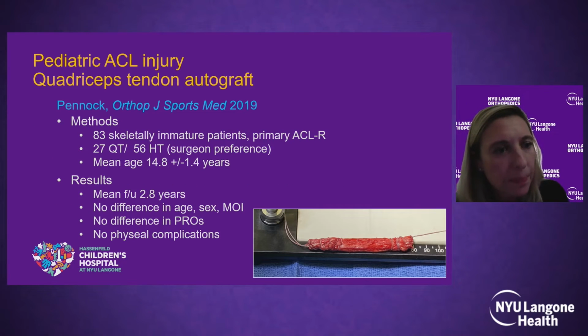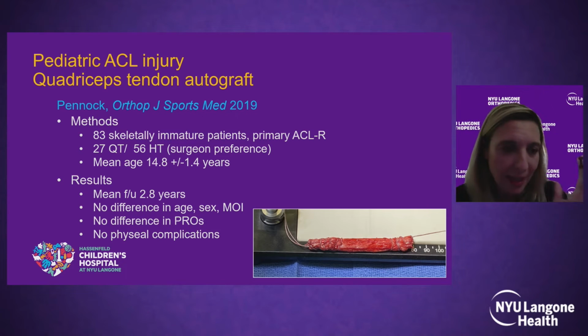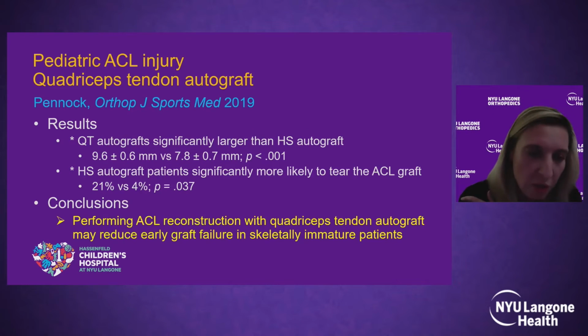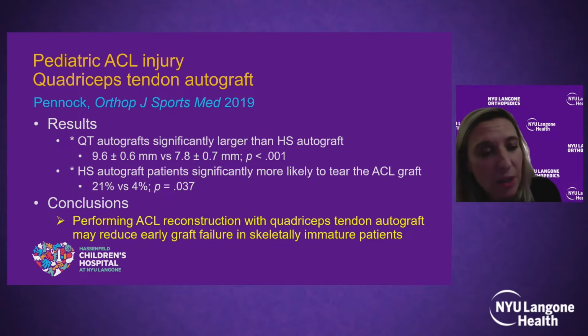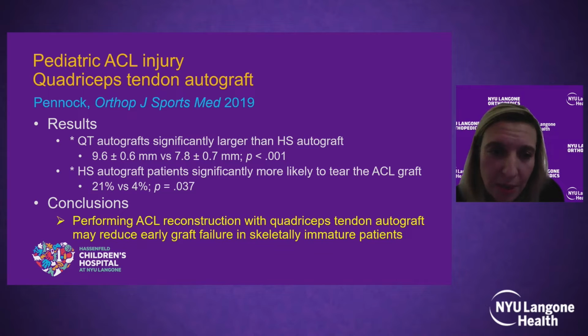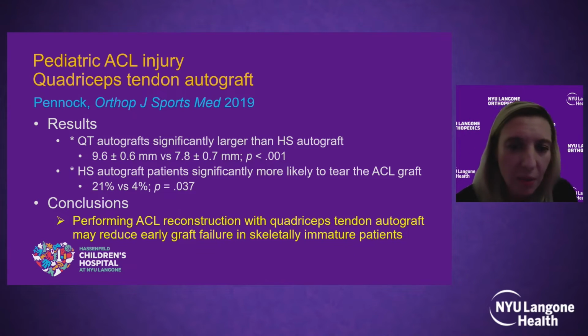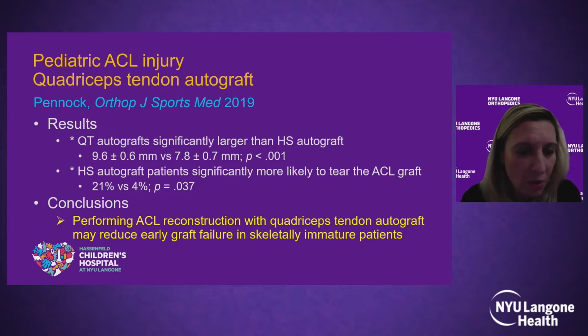In terms of what we know about the use of quad tendons, this is some early data in the pediatric population. This comes out of Rady Children's in San Diego. They basically did a head-to-head quad tendon versus hamstring, following these primary ACL patients over time. What they found was that in those who had received quad tendon autografts, the grafts themselves were significantly larger than hamstrings. And perhaps more important, the hamstring autograft patients were significantly more likely to tear the ACL graft. They concluded that doing an ACL reconstruction with quad tendon autograft may reduce early graft failure in these patients.